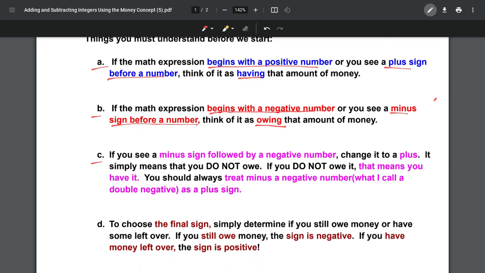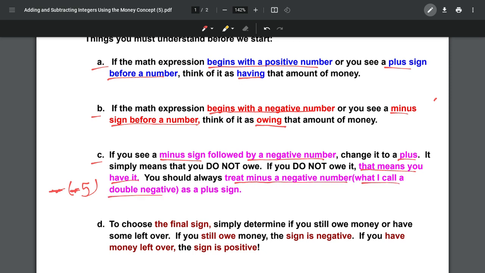Third, if you see a minus sign followed by a negative number, I need you to change it to a plus. Because all it means is you don't owe money. So a minus usually means that you owe money. But if it's minus some negative number, that means you do not owe, because one reverses the other, okay? You do not owe $5. So if you do not owe, that simply means that you have it.